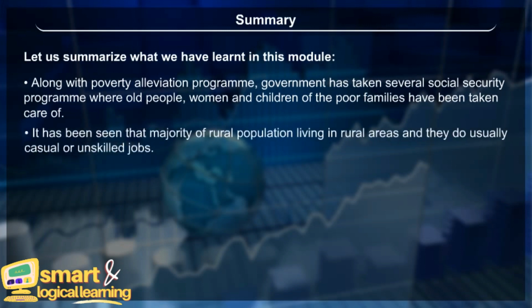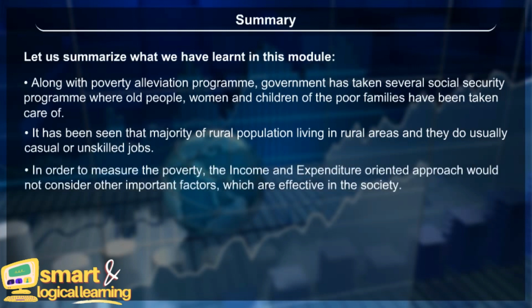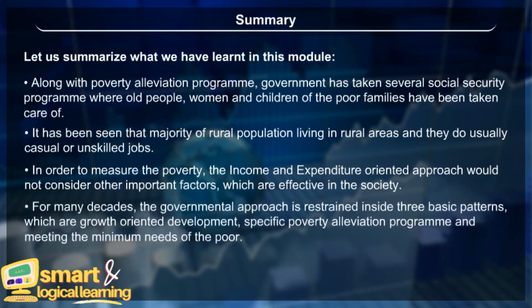It has been seen that the majority of the population lives in rural areas, and they usually do casual or unskilled jobs. In order to measure poverty, the income and expenditure oriented approach would not consider other important factors which are effective in the society. For many decades, the governmental approach is restrained inside three basic patterns, which are growth-oriented development, specific poverty alleviation programs, and meeting the minimum needs of the poor.